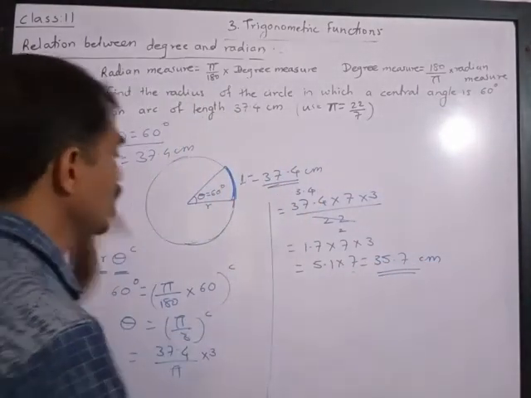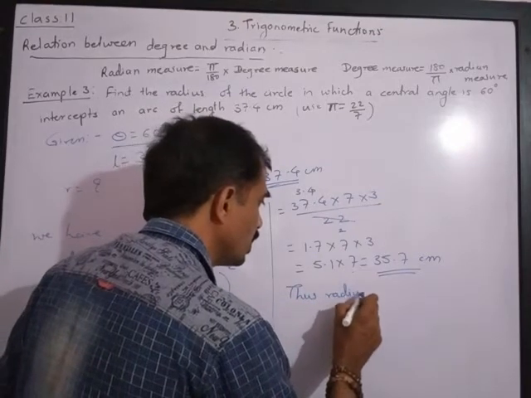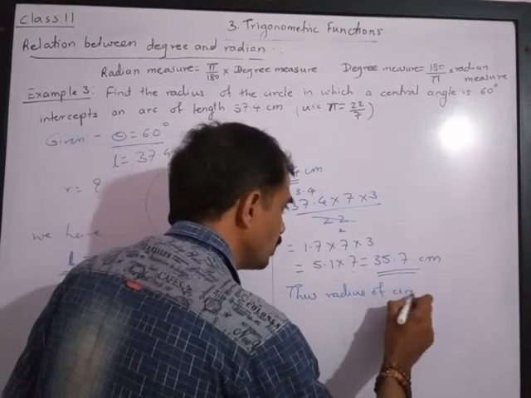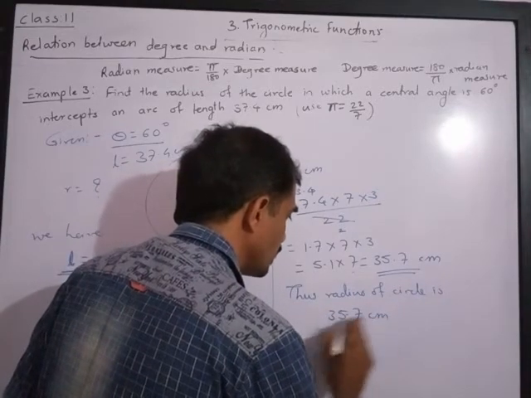Thus the radius of the circle is 35.7 centimeters.